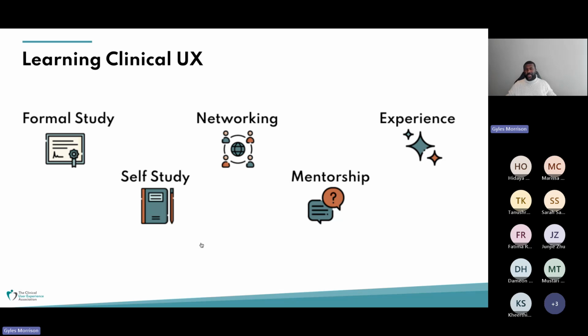When you've got that little bit of insight, like I want to learn more about this, or I know that there's a weakness here, that's the self-study part. Then there's networking. There's learning from others. There's sharing what you've learned with others as well. So being part of a community, like what you're doing here with this group.